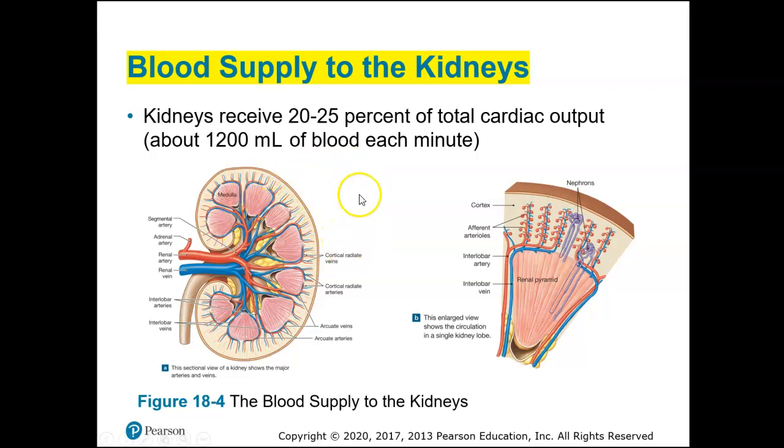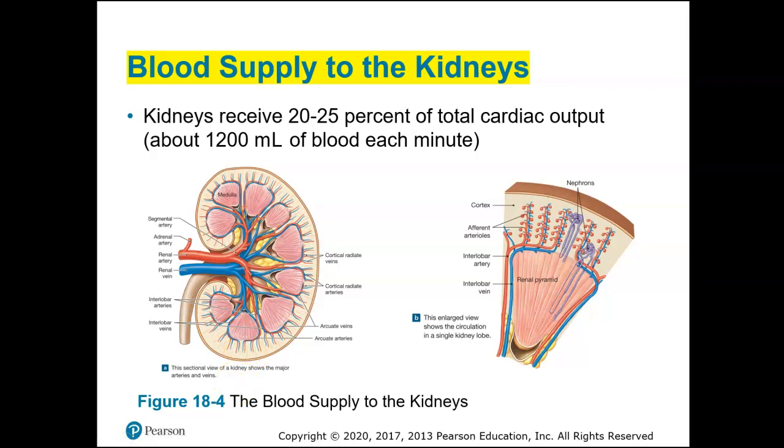So that's a lot for just one organ or two organs to receive. What we're looking at here is some of the blood supply. The blood enters the kidney through the renal artery, and then the segmental arteries. And then from the segmental arteries to the interlobar arteries, and then the arcuate arteries and the cortical radiate arteries.